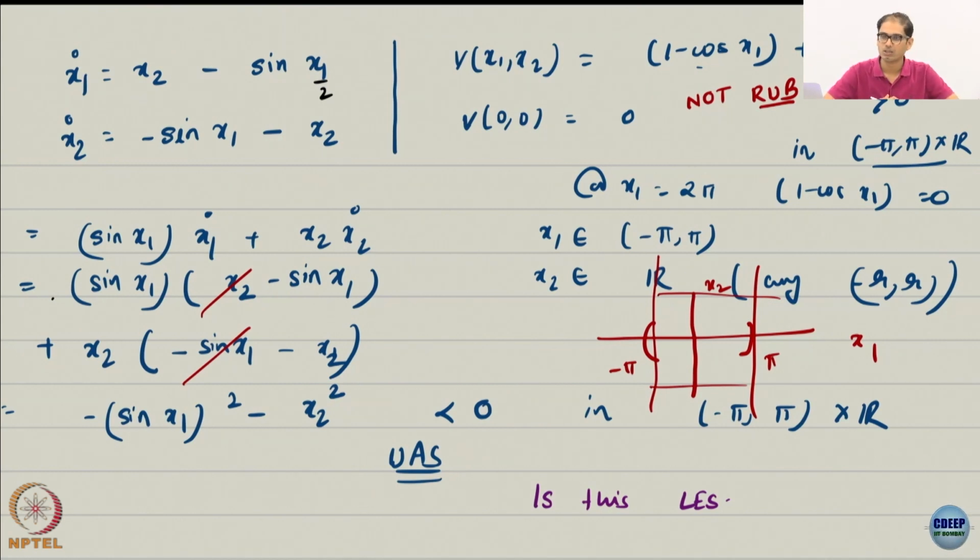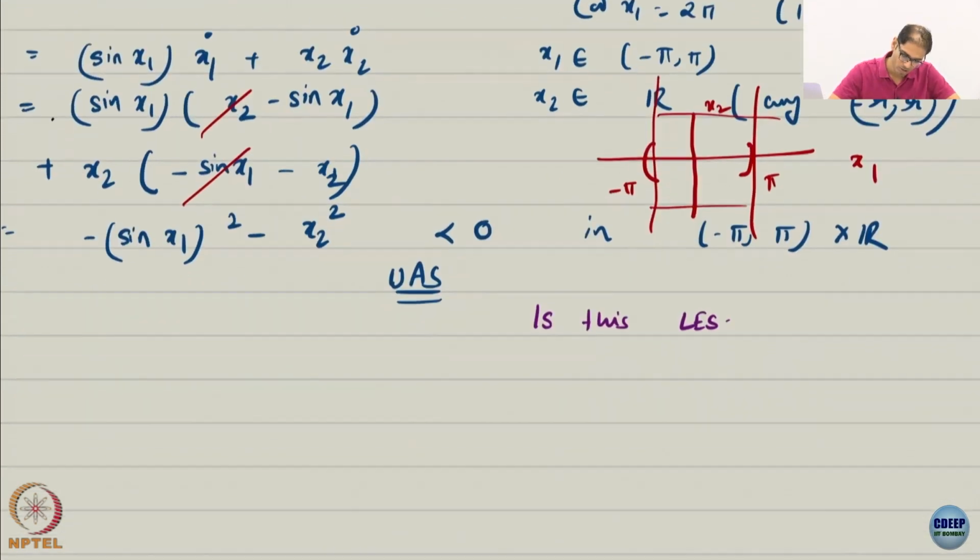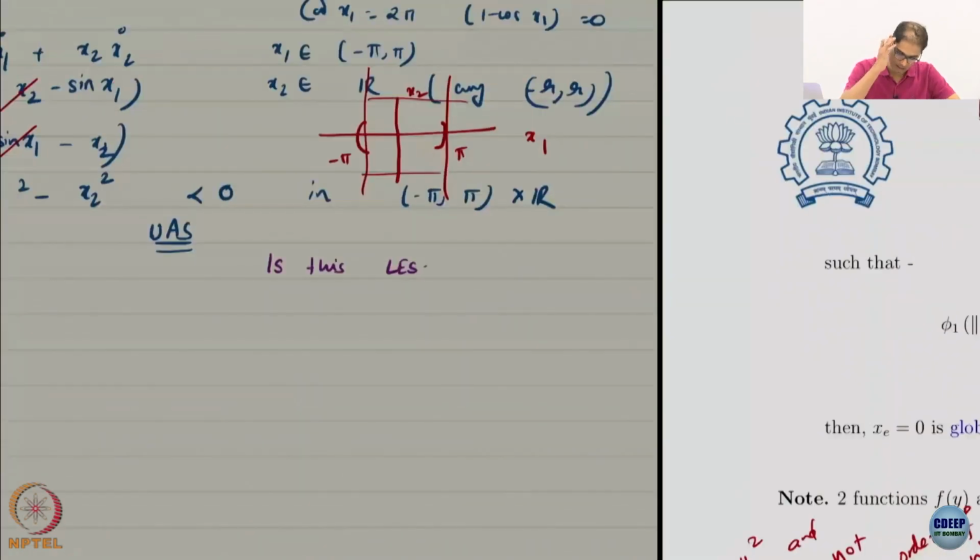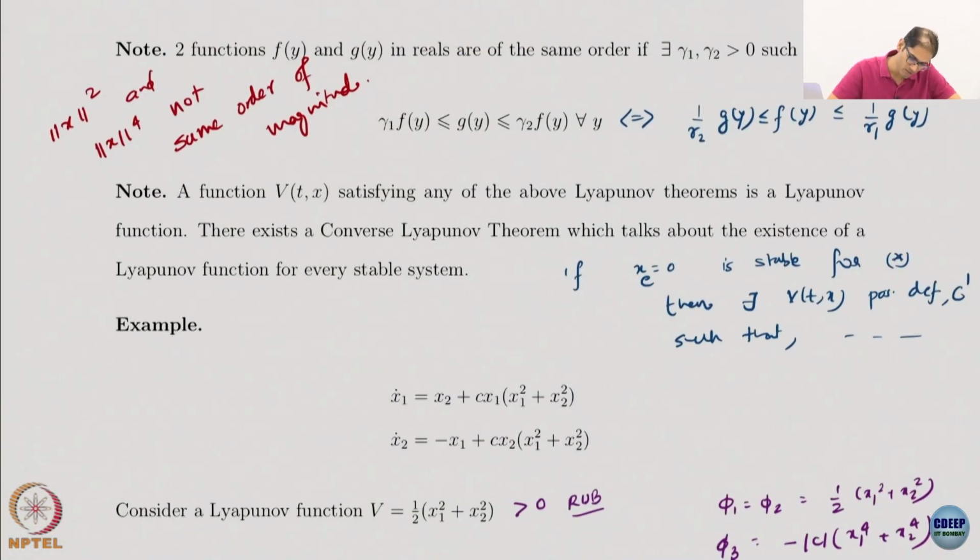Okay, all right. Now, there is another example here anyway. But before that, I want you to remember that there are also notions of converse Lyapunov theorems, which essentially says that there exists a Lyapunov function for every stable system.